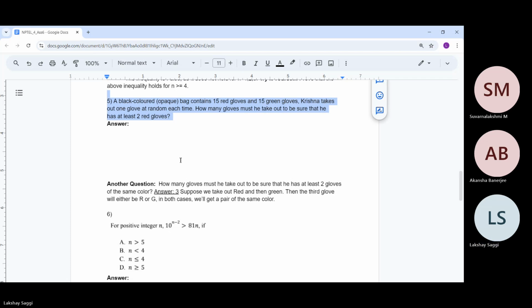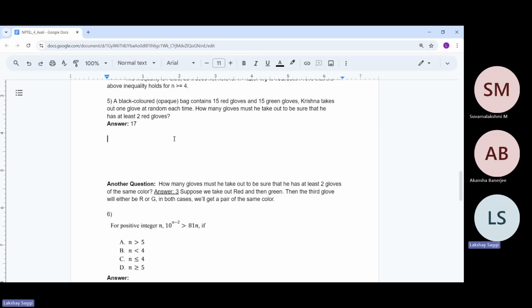So what do you guys think? There are 15 red gloves and 15 green gloves, and Krishna takes out one glove at random each time. How many gloves must he take out to be sure that he has at least two red gloves? So there are a total of 30 gloves, 15 red, 15 green. So yes, Akansha says 17. That is the correct answer. The answer is 17.